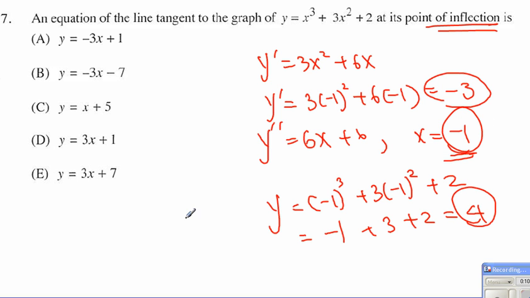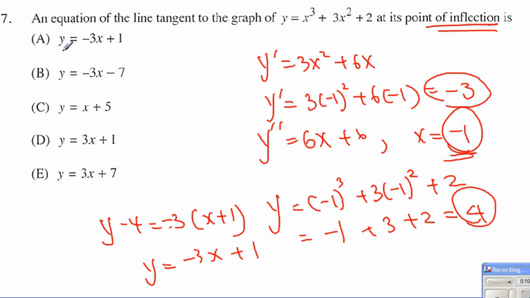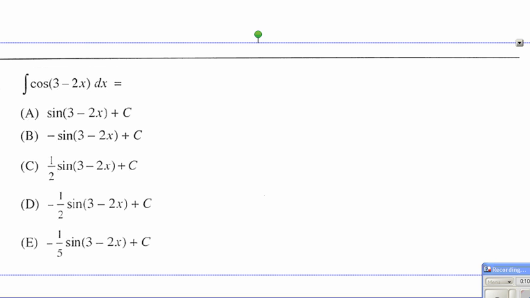In other words, we end up getting y minus 4 is equal to negative 3, the slope, times x plus 1. When you distribute everything, we end up getting y equals negative 3x. We have negative 3 and then plus 4, so we're going to have plus 1. So therefore, our answer becomes choice A. Alright.